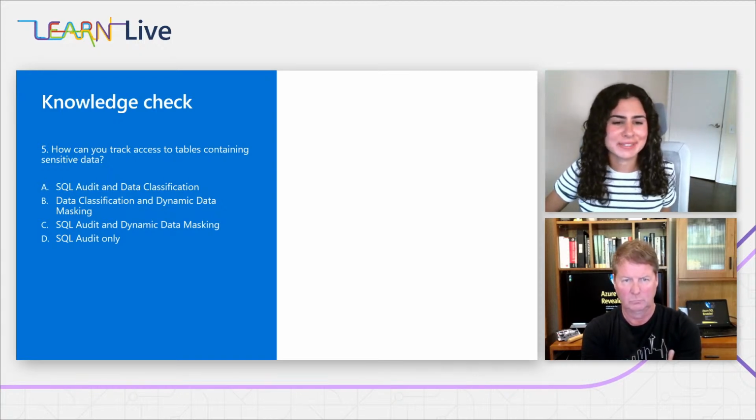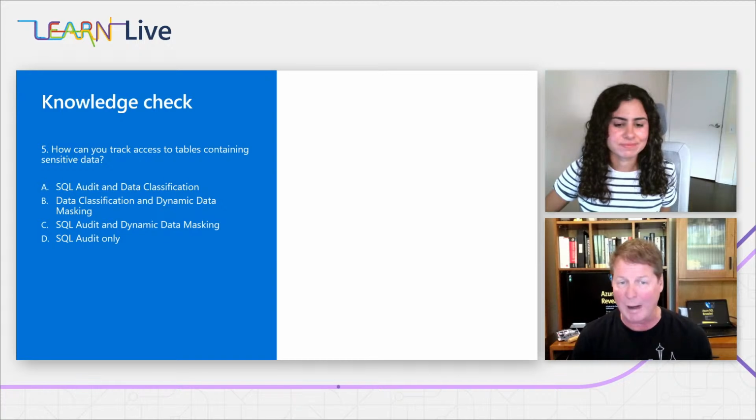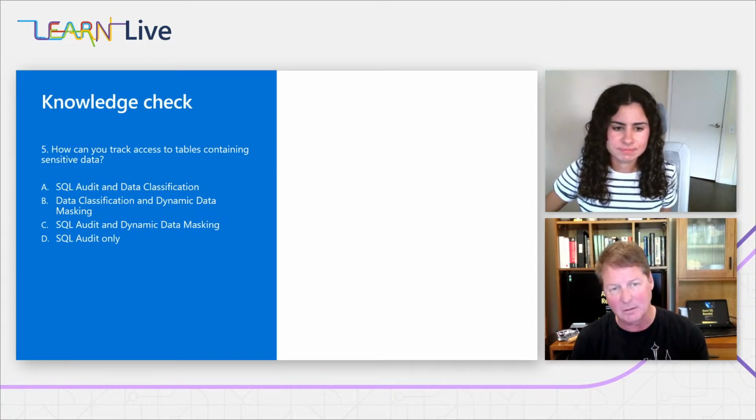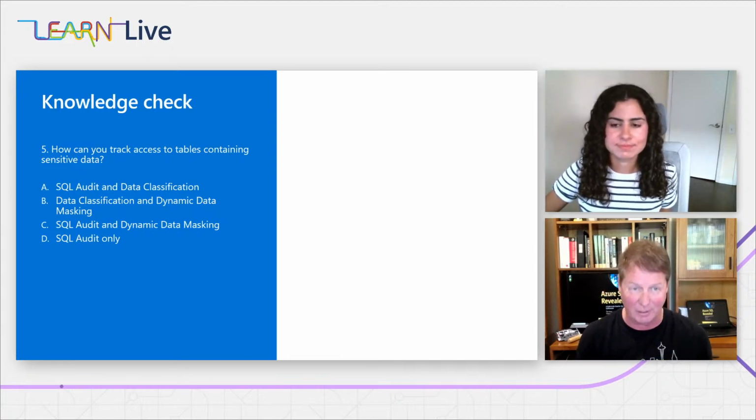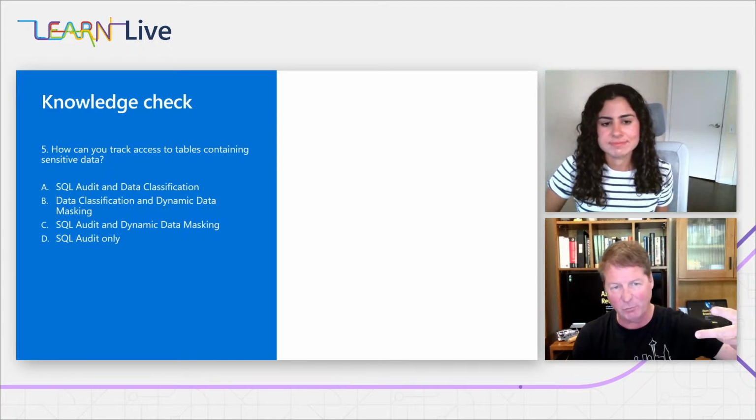I think it's a little bit easier than the other one. It's not going to be B because B has nothing to do with tracking. This is just setting up, classifying your data or masking data. So let's eliminate that. It can't be D either, even though audit allows you to audit stuff. It is not a way to track specifically access to tables containing sensitive data. So I'm left with A and C.